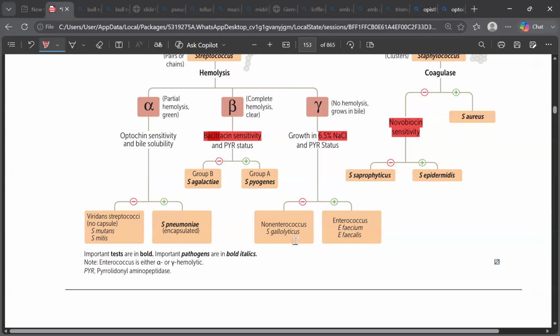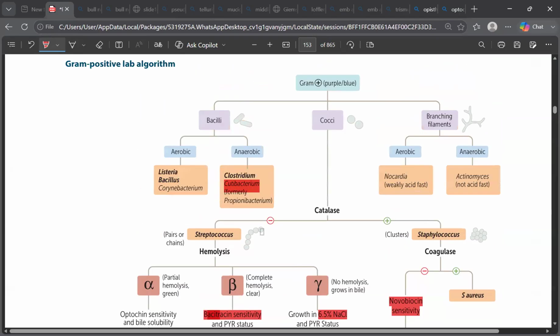Yes, that's what it is. Then we have branching filaments, which are very cute. They have aerobic and anaerobic. Aerobic are going to be called Nocardia, which are weakly acid fast, and anaerobic are going to be called Actinomyces, which are not acid fast.